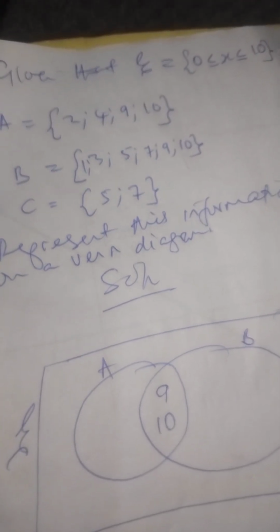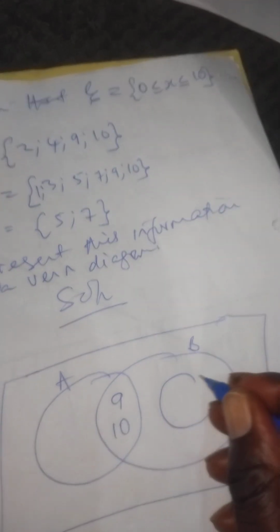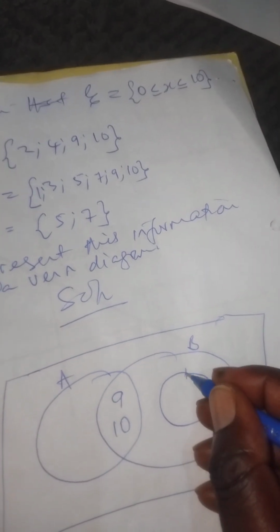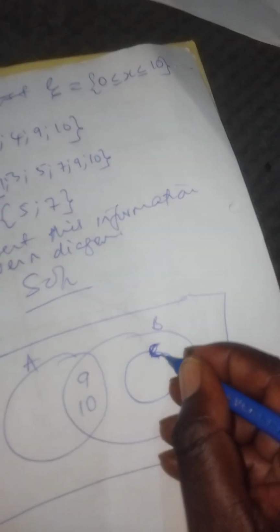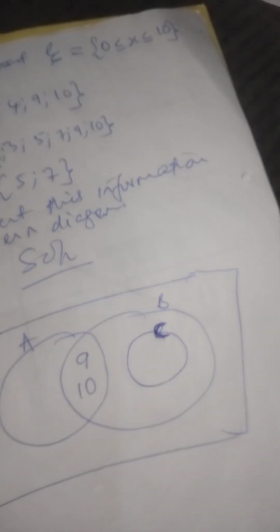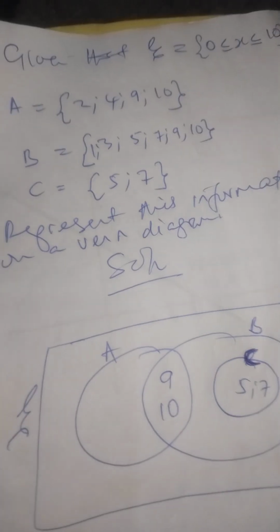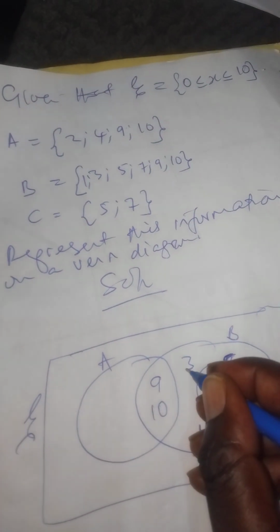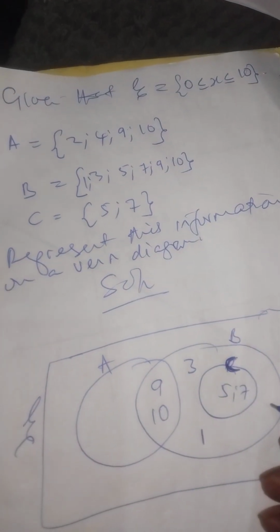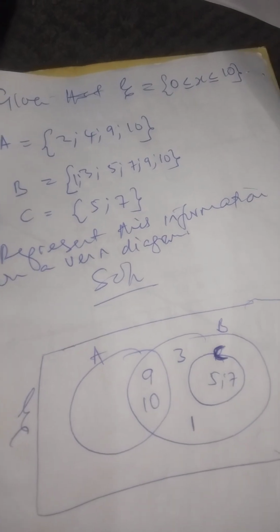B and C. All elements in C are in B, which means set C is inside set B. So which means 5 and 7. So which elements in B remain out? We have 1, we have 3. Yes, 9 and 10, 7, 9, 10 are already included.